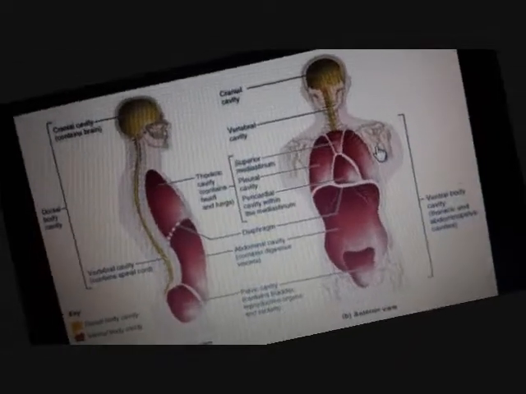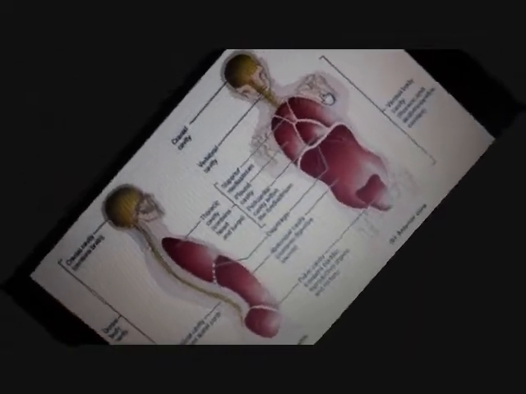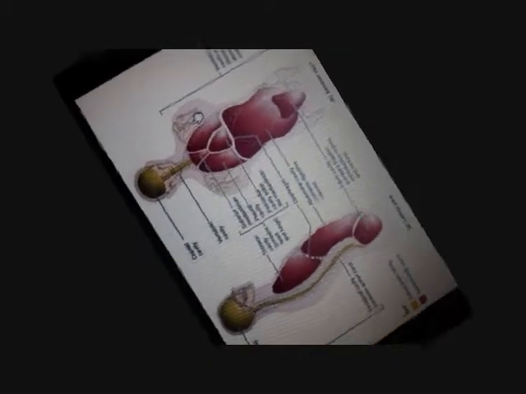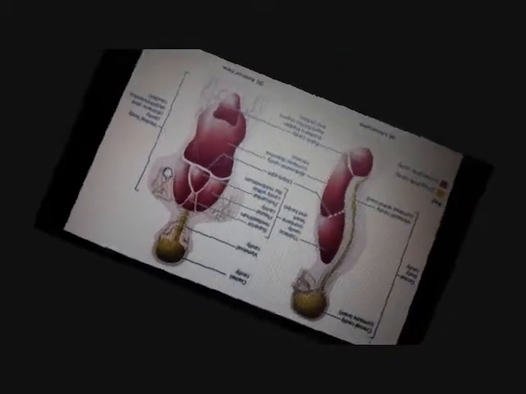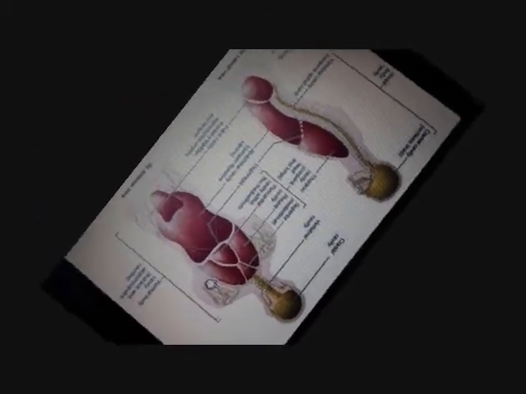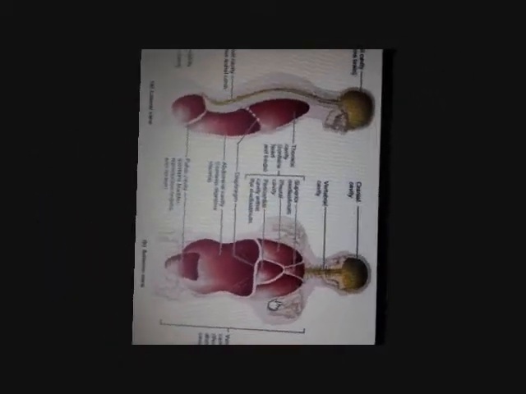Name the main organs within the side of the thoracic cavity. The main organs within the thoracic cavity are the trachea, the lungs, esophagus, thymus, and the heart. Okay, that's 5 things. I believe that's 5. 1, 2, 3, 4, 5.